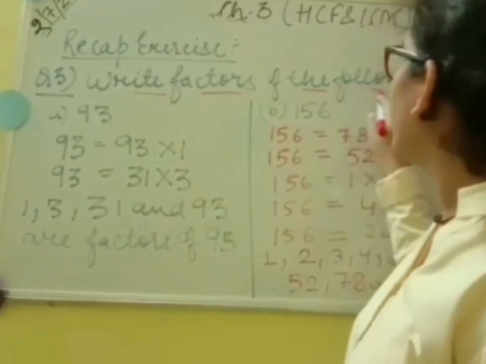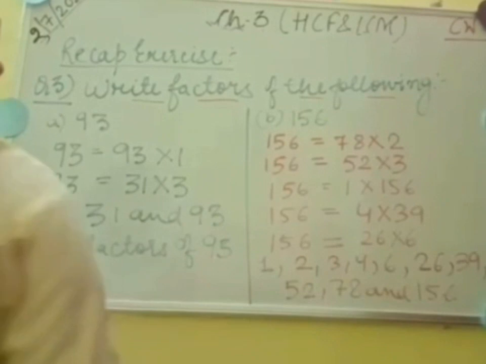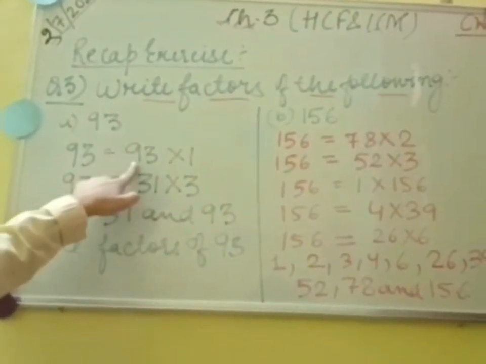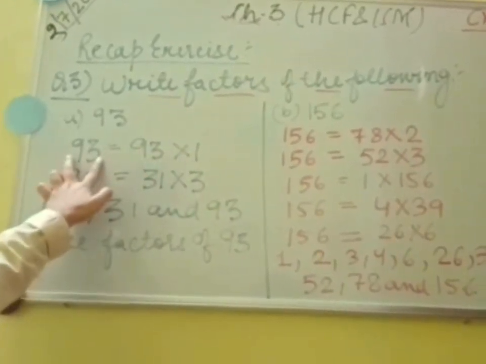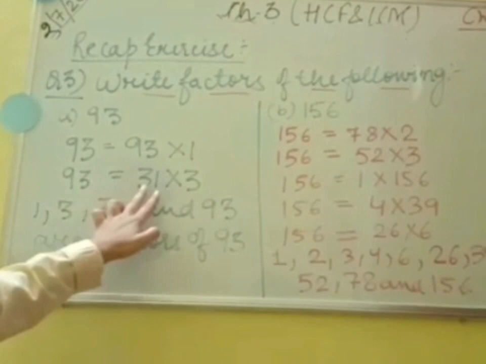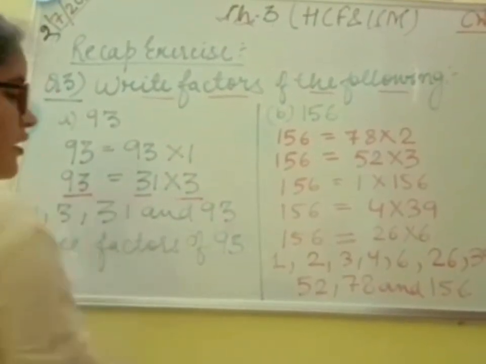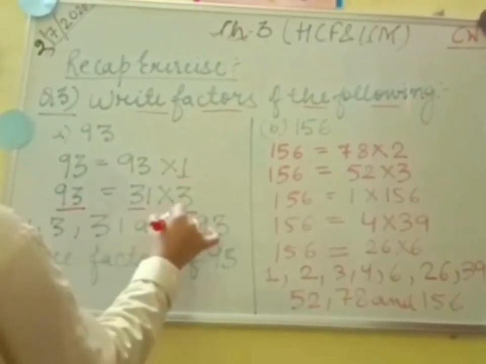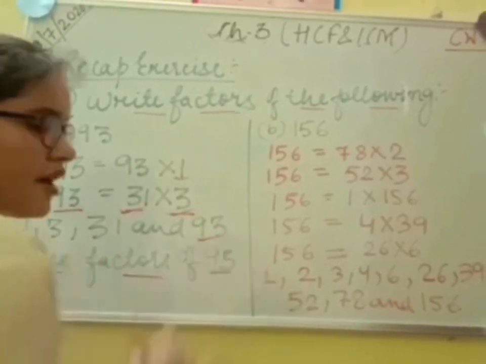Find the factors of the following is the question. So part A and B I have done, and C and D part you will give me in the homework. So 93 is equal to 93 into 1. When you multiply 93 with 1, you will get 93. Similarly, 93 is equal to 31 into 3. If you multiply 31 and 3, you will get 93. So 1, 3, 31 and 93 are the factors of 93.